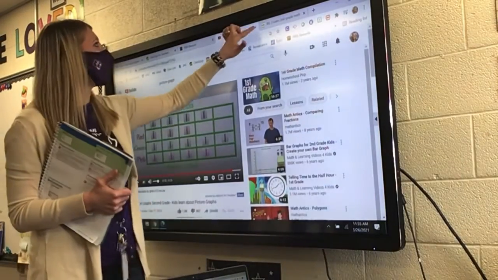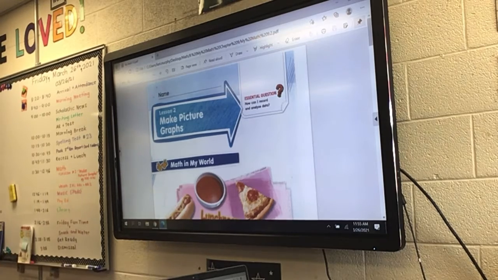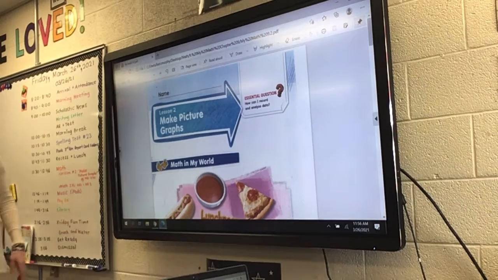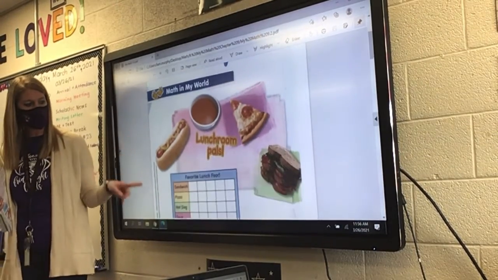It's the key. Okay, let's look at our paper for today and put your name at the top, and we're going to practice creating picture graphs. So put your name at the top, and lesson number 2, make picture graphs.